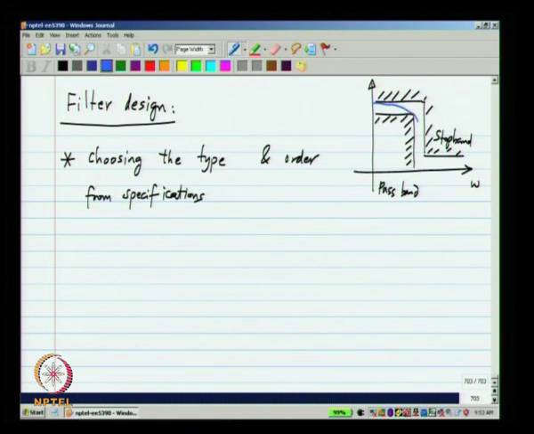Your response can look like that, or your response could look like that, and so on. So exactly which one it follows depends on the type of the filter. Basically one of the crucial things is the range of frequencies over which it has to change from a low attenuation, that is passing the signal, to a high attenuation, that is rejecting the signal. So based on this you choose the type and order. Essentially you choose the transfer function of the filter.